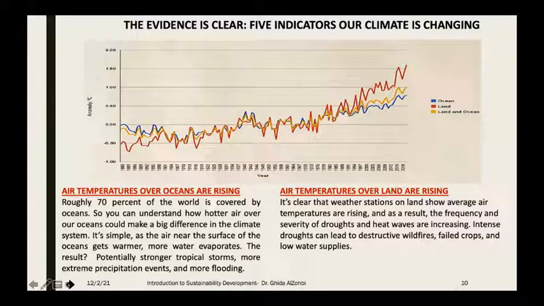What about the air temperature over land? Also, the air temperature over land increases. So it's clear that weather stations on land show average air temperatures are increasing, and as a result, the frequency and severity of droughts and heat waves are increasing. And the intense drought can lead to destructive wildfires, failed crops, and low water supplies.